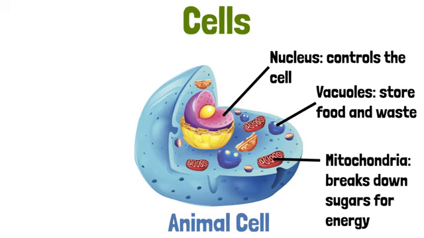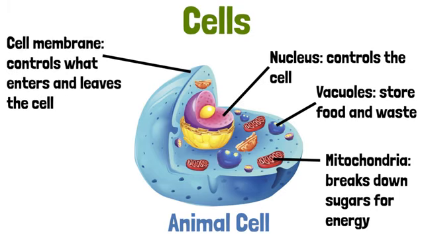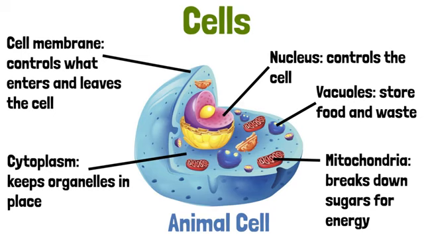Each animal cell is surrounded by a cell membrane. The cell membrane controls which substances enter and leave the cell. It also protects the cell. Cells are filled with a watery, jelly-like fluid called cytoplasm. Cytoplasm fills the cell, allowing the other parts of the cell to stay in place. Cytoplasm also helps a cell keep its shape.